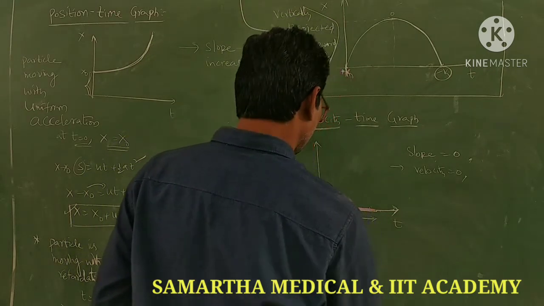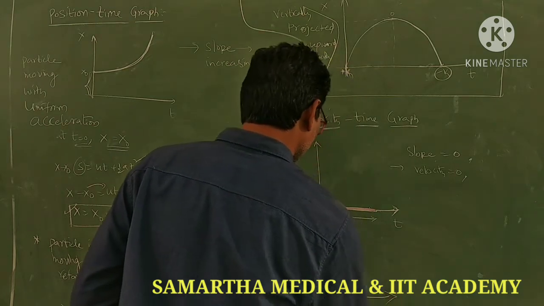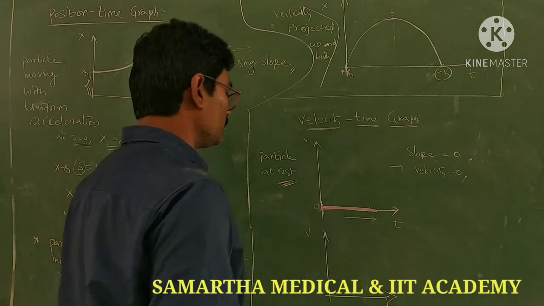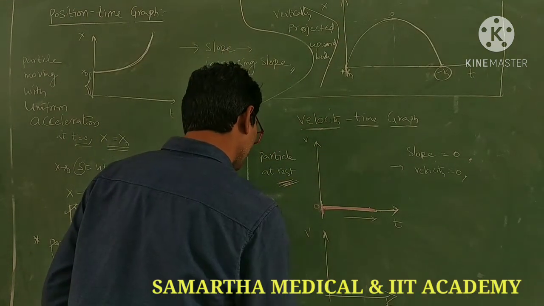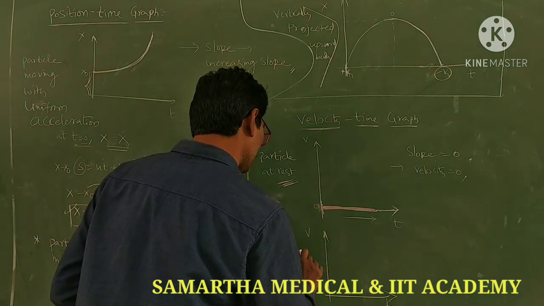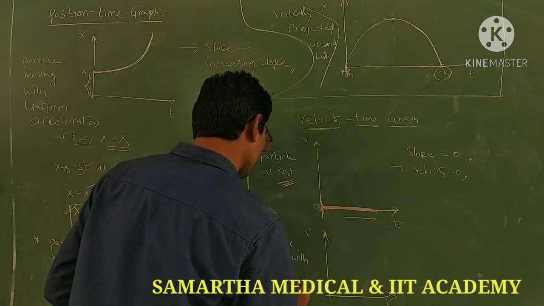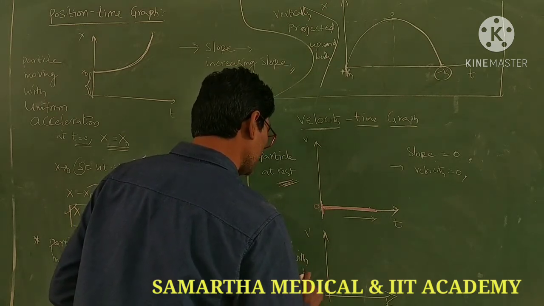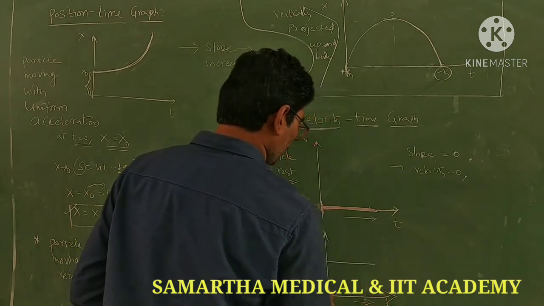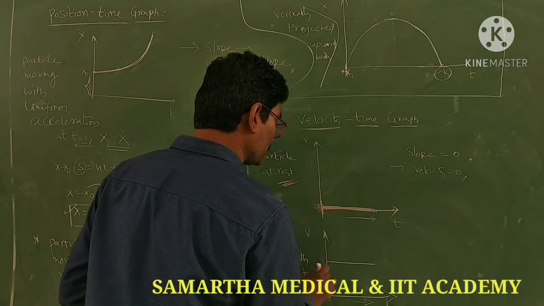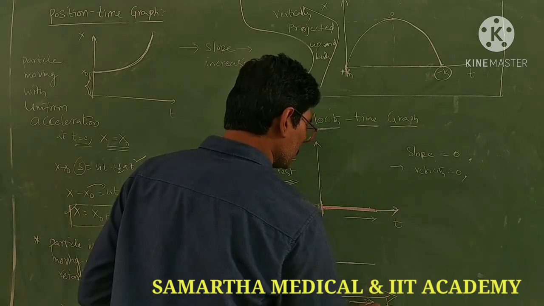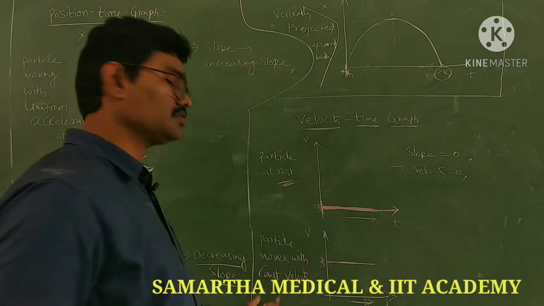Next, you can take another velocity time graph. Here a particle is moving with a constant velocity. Constant velocity means velocity remains the same. As time changes, the velocity of the particle, suppose it is 2 meter per second or 3 meter per second or whatever the value is, that value will remain the same throughout the journey. Then in that situation you can say that the particle is moving with a constant velocity.